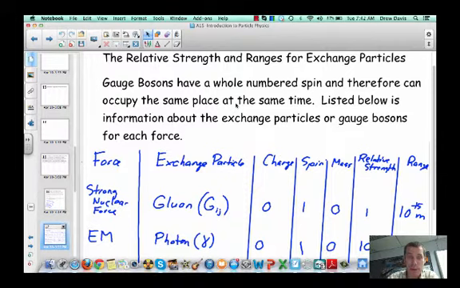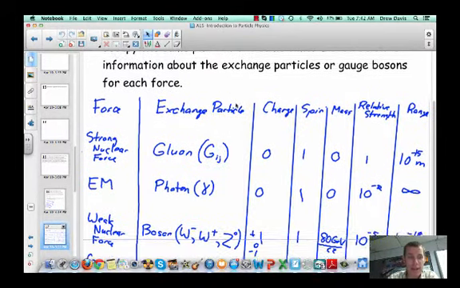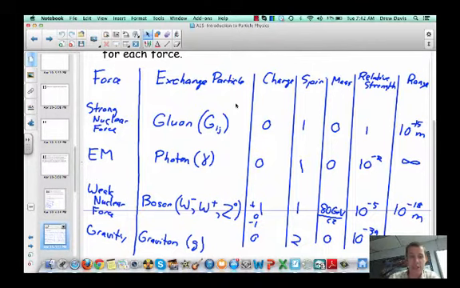So listed below, and I'll post this up online so you can see the notes with more time, I have the four fundamental forces and the exchange particles that are linked to them. So you have strong nuclear forces, which with their delta E create what are called gluons. Essentially, gluons create the strong nuclear force. And we'll learn about gluons in a couple of days when we talk about quarks.